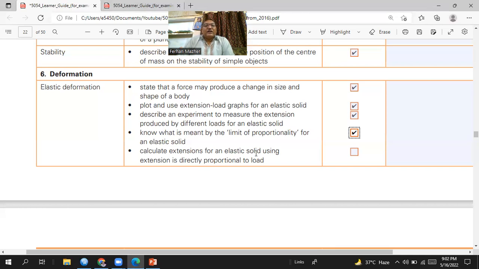So calculate the extension for an elastic solid using the fact that extension is directly proportional to the load. It's a very important relationship you can use. You have learned in your mathematics the method of proportionality. If two things are directly proportional to each other, you can use that formula.